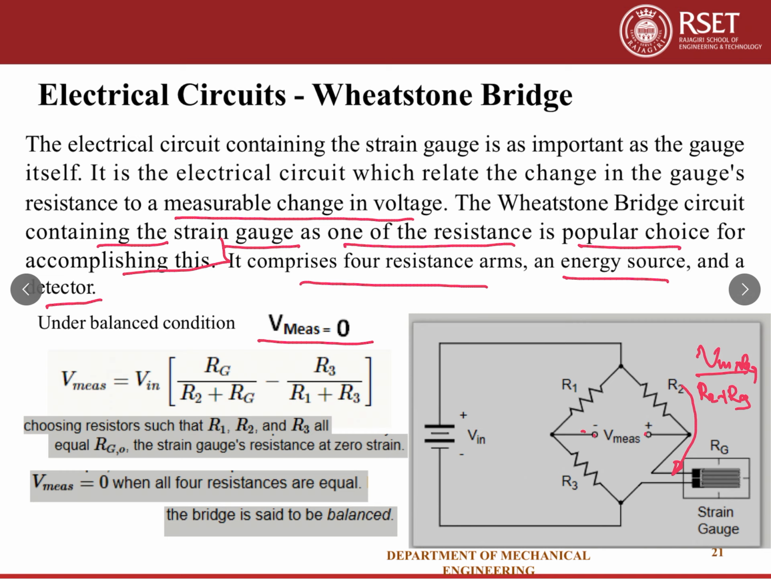So choosing resistors such that R1, R2, R3 all are equal to Rg0. Rg0 means resistance of the strain gauge when the strain is equal to 0. So R1, R2, R3 all are equal to Rg0, the strain gauge resistance at 0 strain. Then V mean is equal to 0 because R2 by Rg is equal to R1 by R3. So V mean is equal to 0. That is the balance condition. That means all the 4 resistances are equal. The bridge is said to be balanced.